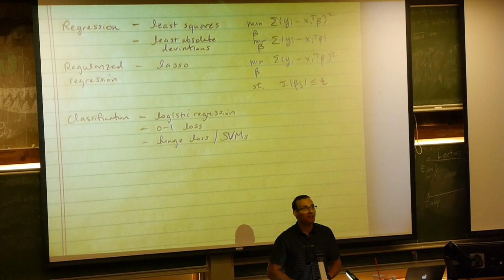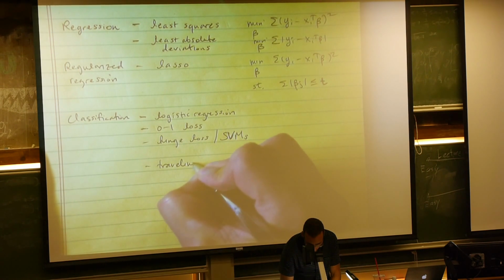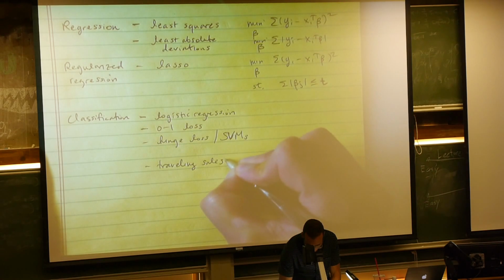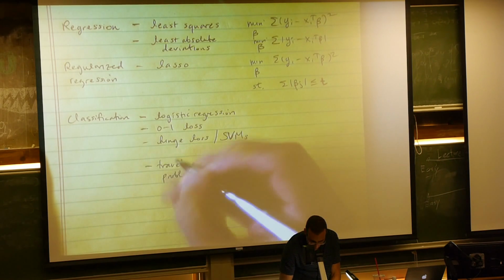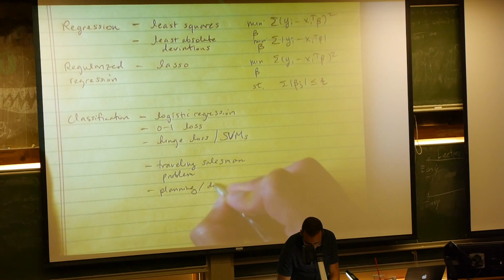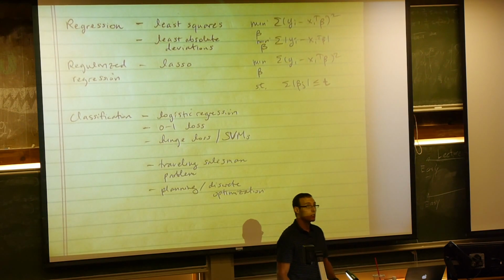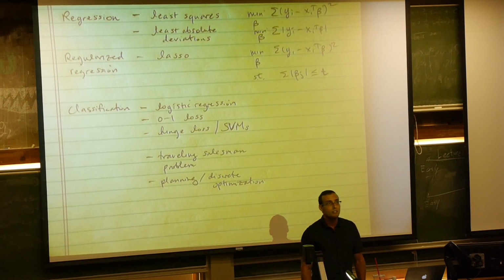I didn't understand any of that, so something simpler. A basic discrete optimization problem, like the traveling salesman problem. OK, sure, that sounds like a classic CS problem. So the traveling salesman problem, and other planning problems or discrete optimization problems. At the very end of the semester, we'll talk about integer programming, so we'll hit on some problems related to those. Anything else?